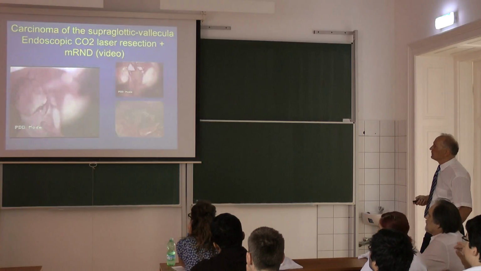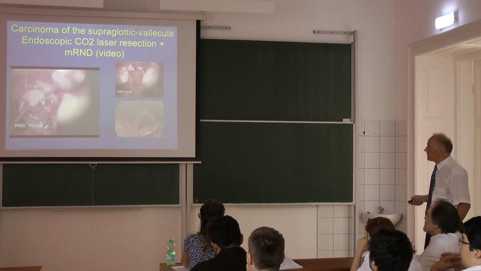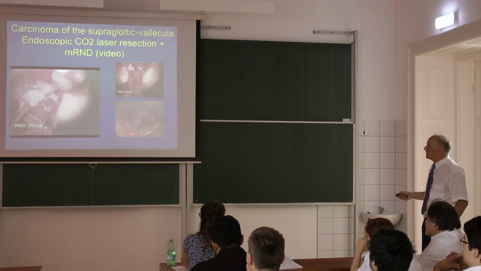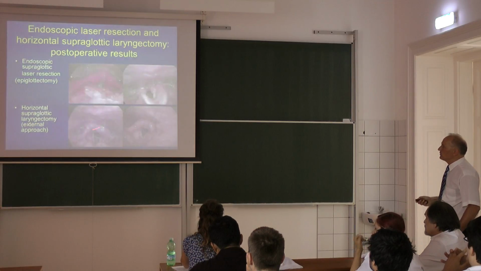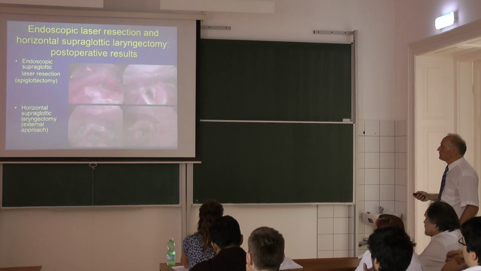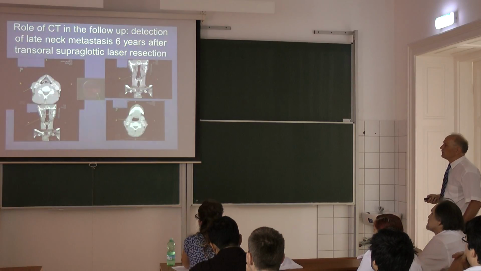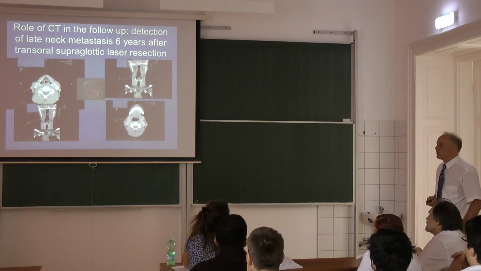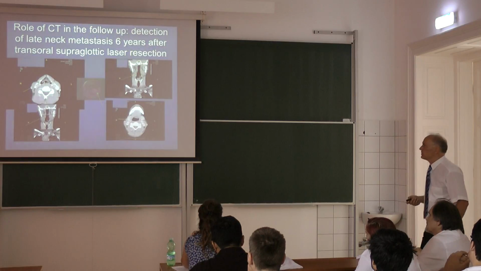And this is another view of the supraglottic vallecular tumor that is resected with the CO2 laser, and the end result of the healing. You see the half epiglottis and the resected part. This is another example. So the post-op view is very similar after laser and horizontal supraglottic laryngectomy, but the perioperative morbidity of the patient is much higher after external approach surgery, of course.